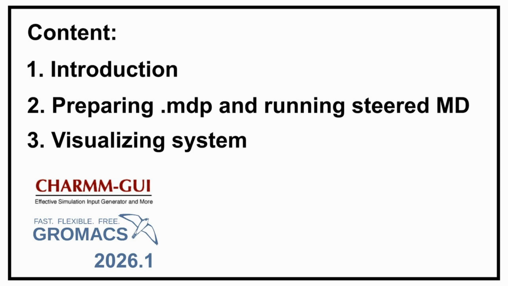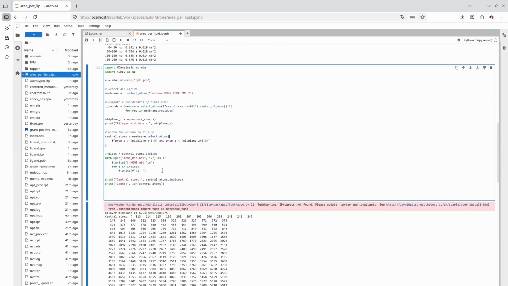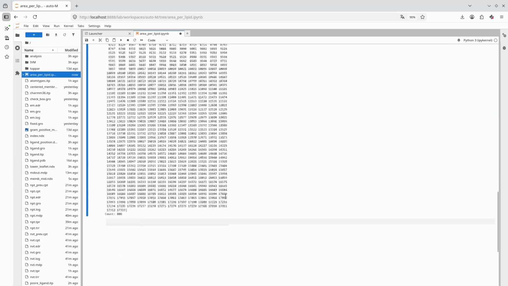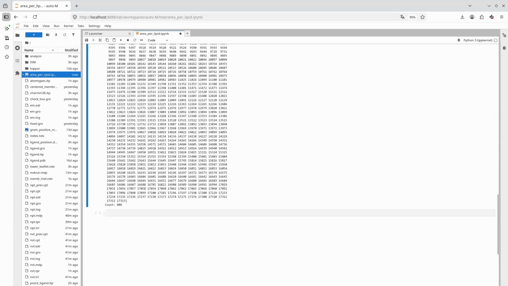I would have used the whole B layer, but there is a limit on how large your reference index group can be relative to the box size. MDAnalysis is very convenient to determine all the atoms belonging to the midplane of the B layer, as it allows geometrical selections. So I have written a small script to determine indexes of atoms, and I'm going to further append those indexes as an index group to the file with index groups.